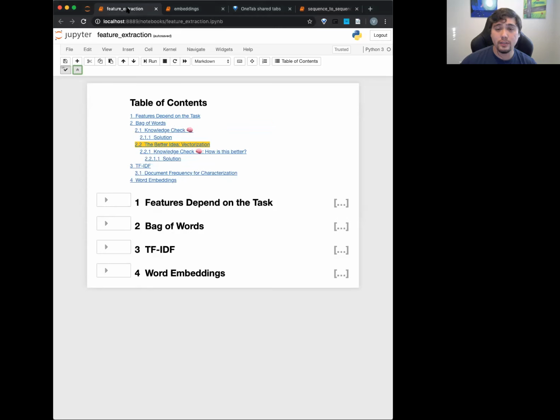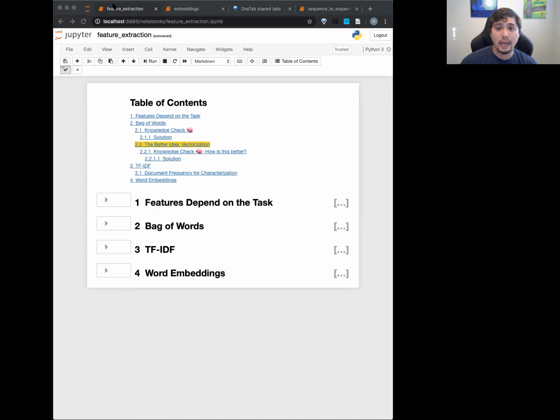Okay, so let me go ahead and share my screen. Here we go. All right, so feature extraction. You guys can all see that feature extraction notebook?